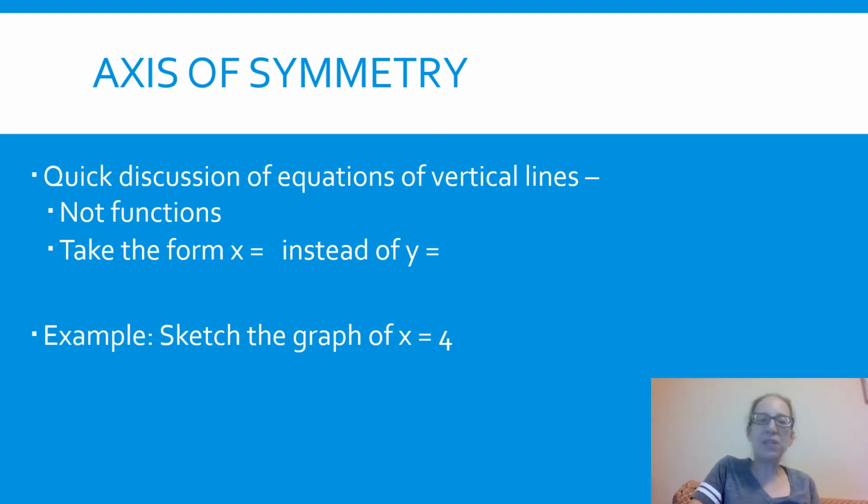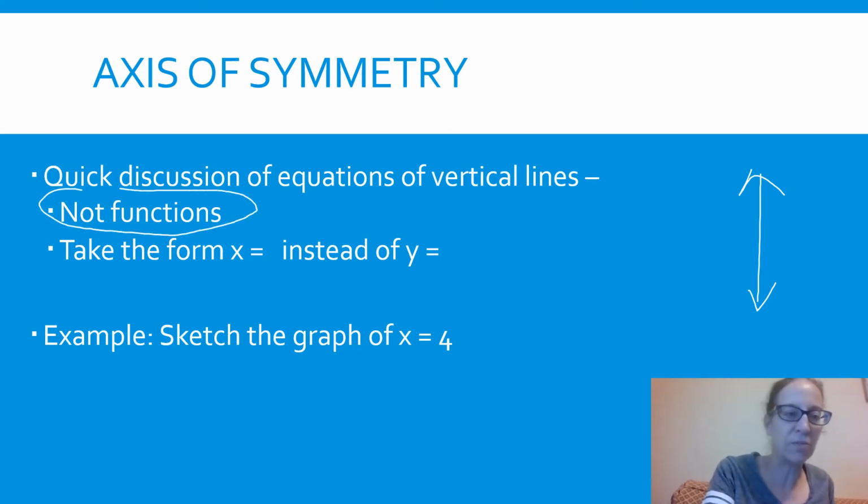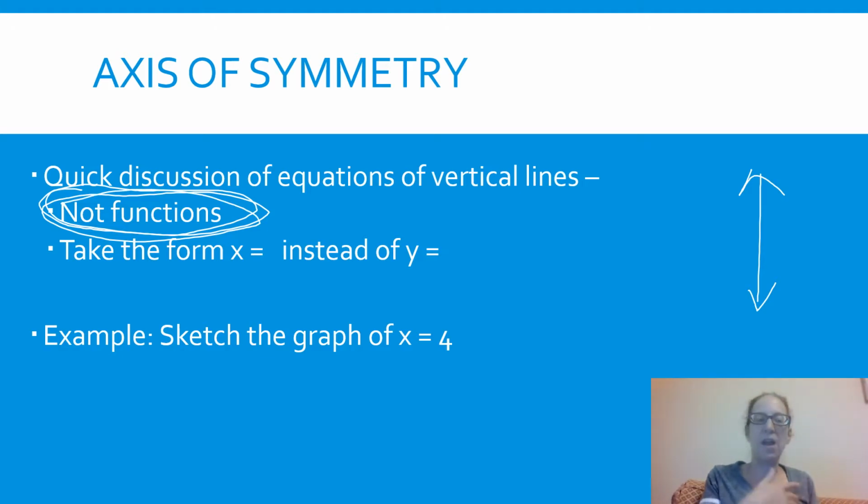Now, the axis of symmetry, before we really talk about the axis of symmetry, I want to do a quick discussion about vertical lines. So vertical lines are lines that go straight up and down like that. They're actually not really common in algebra. And the reason they're not common is because of this right here. They are actually not functions, and functions have to pass something called the vertical line test, and a vertical line is not going to pass the vertical line test, and so we don't see them that often.